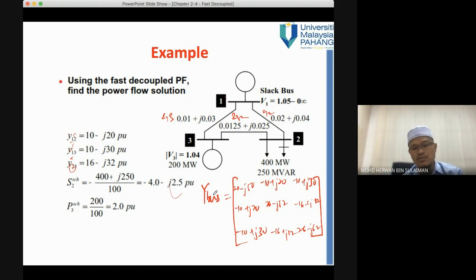Buat off diagonal dulu. Off diagonal kena darab negatif 1. So negatif 1 tambah J20, negatif 10 tambah J30. Okay, and then this one is mirror. Ni 23, 32 sama. Then cari diagonal, tambahkan saja yang related dengan bus 1, tambah yang related dengan bus 2, tambahkan yang related dengan bus 3. So dapat Y bus.